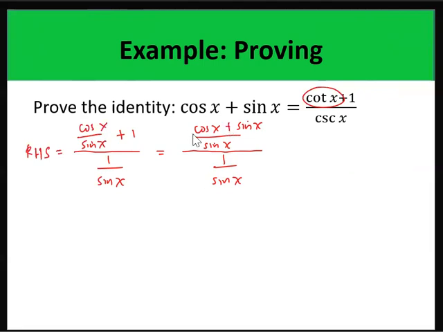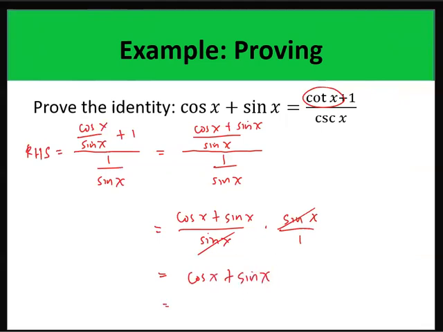Now, this complex fraction may be simplified by multiplying the numerator by the reciprocal of the denominator. So this means that sine x will cancel out, and this will just give us cosine x plus sine x, which is our left-hand side of the identity. So observe here that we started with the right-hand side, we manipulated it, and then we have shown that it is the same as the left-hand side. So this proves our identity.